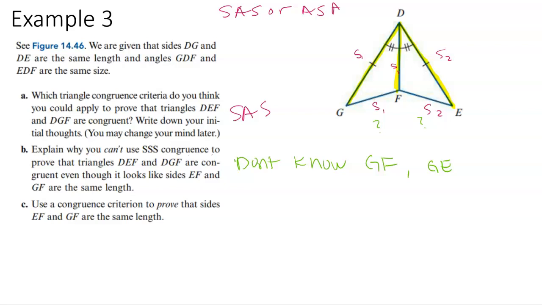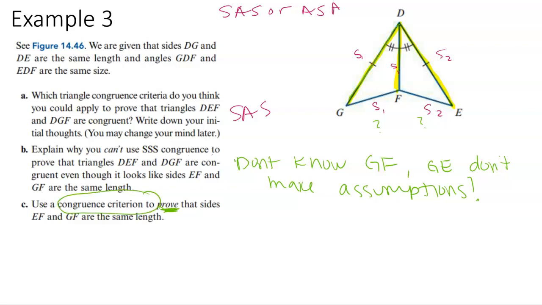And I can't make assumptions. And that's really important when we're doing these congruences. Just because they look the same doesn't mean they are the same. So we don't want to make assumptions here. So use a congruence criterion to prove that sides EF and GF are the same length. So I can prove it, not assume it, but prove it. So which congruence criterion can I use?